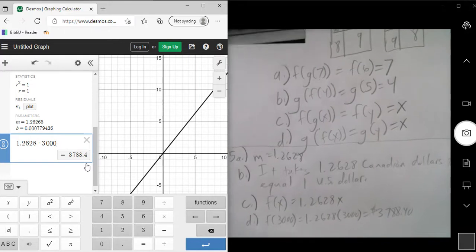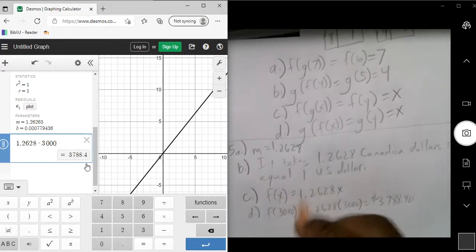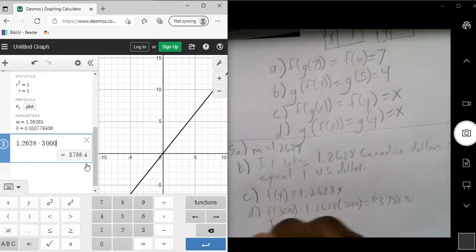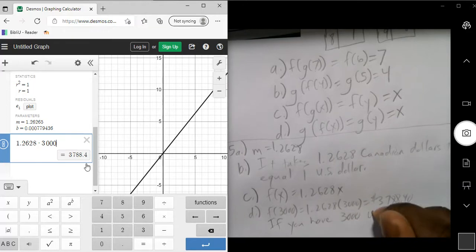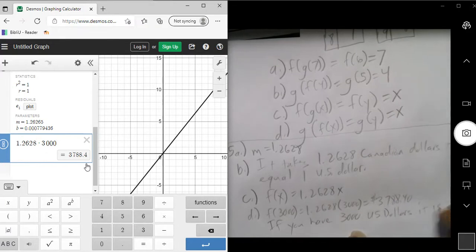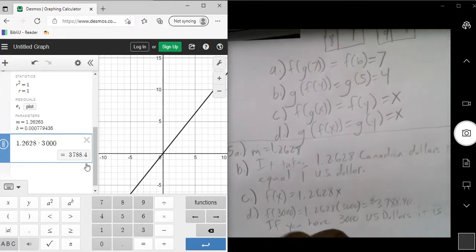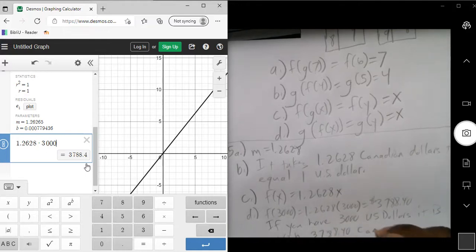Basically, the practical meaning is this here. If you have 3,000 US dollars, it is worth 3,788.40 Canadian dollars.